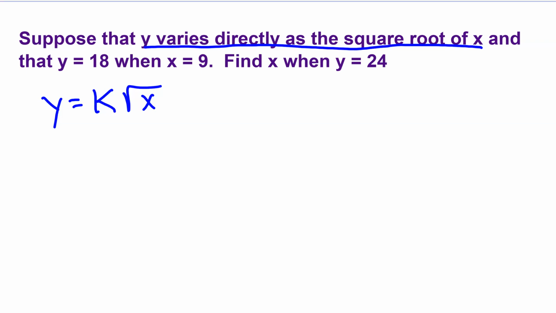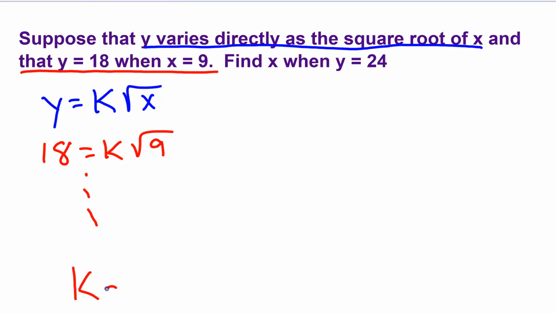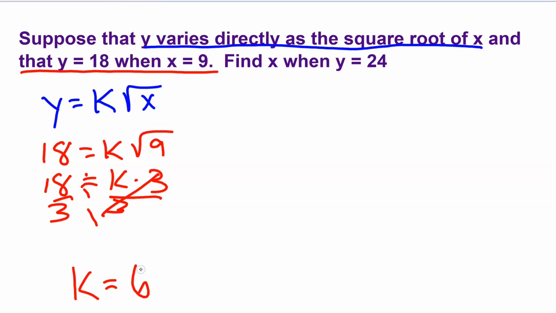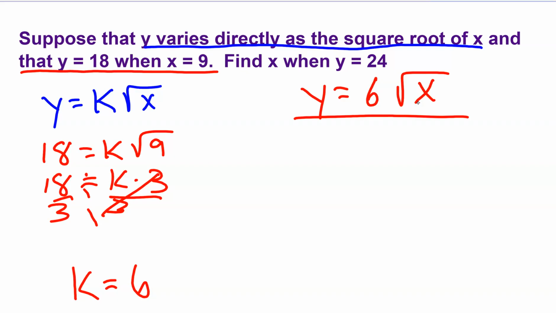And then it says that y equals 18 and x equals 9. So if y equals 18 and x equals 9, my next job is to find k. So how does x vary directly with k? What's the k, the multiple of? So this is going to be 18 equals k times 3, square root of 9 is 3. Then I'm going to divide both sides by 3, so k equals 6. So then I have my actual equation here, y equals 6 square root of x. So that's the equation that I'm working with.